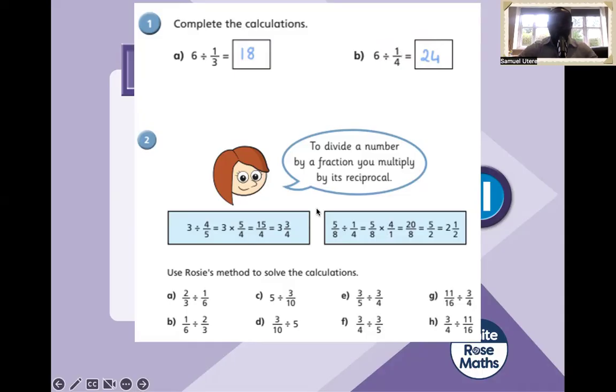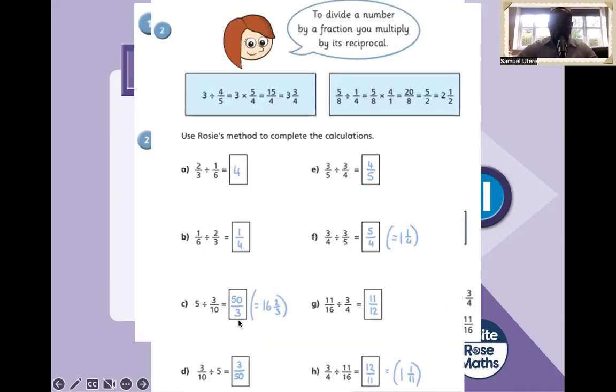Here, let's call her Rosie. She says to divide a number by a fraction, you multiply by its reciprocal. Of course, she's right, and this is what she's done. So using Rosie's methods, here are the answers, so you can mark your work and celebrate your success.